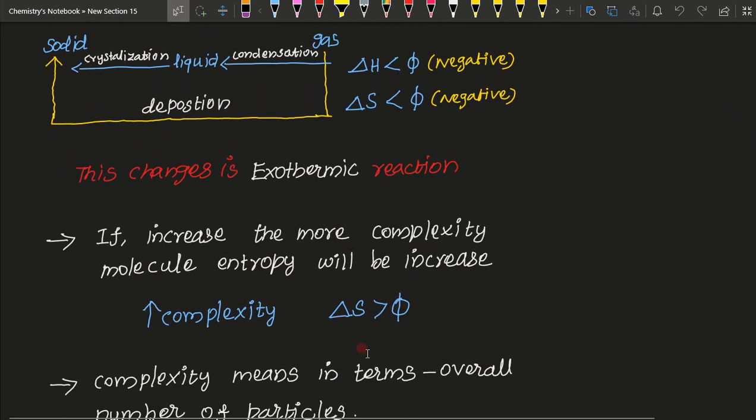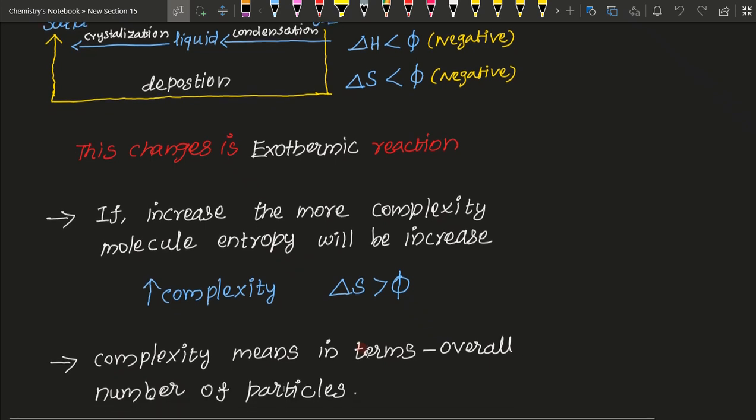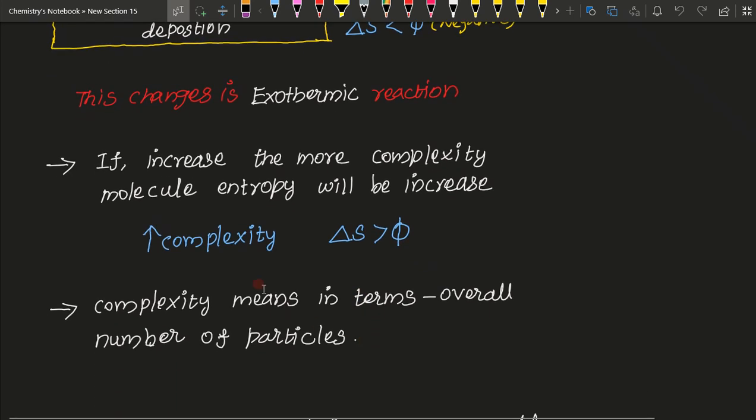If the complexity of the molecule increases, entropy will increase. Complexity here means more molecules. So delta S is going to increase, or be positive. Complexity means, overall, the number of particles.